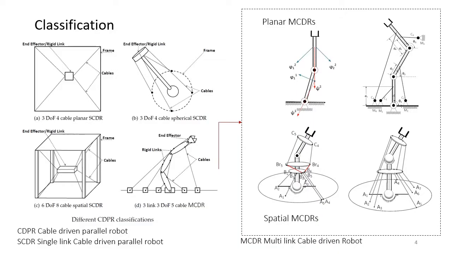Single-link cable-driven parallel robots, SCDRs, represent a single link that is actuated by a parallel configuration of cables. These manipulators can be seen as parallel manipulators in which all rigid links, with the exception of the end effector, have been replaced by cables. As a result, SCDRs are typically described in terms of number of cables and joint types such as revolute, planar, spherical, and spatial. CDPRs with multiple rigid links are termed multilink CDPRs, otherwise called MCDRs.